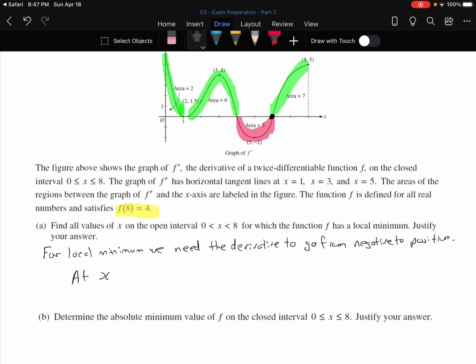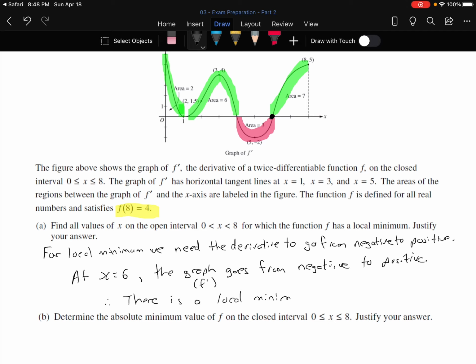At x equals 6, the graph goes from negative to positive, and now I'm going to go back and add a word here. That is, f prime goes from negative to positive. Therefore, there is a local minimum at x equals 6. Boy, very little work to be done there, but very difficult thinking that has to happen.